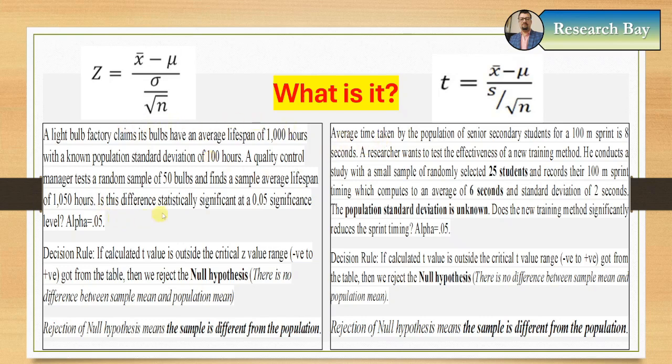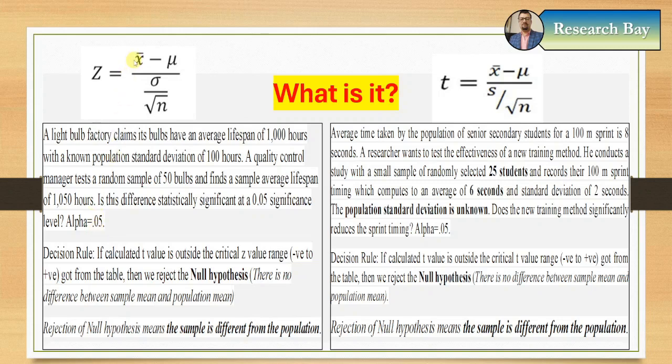Now let us take one example to understand it. A light bulb factory claims its bulbs have an average lifespan of 1000 hours. Here we know the population standard deviation, which is 100 hours. A quality manager tests a random sample of 50 bulbs and finds a sample average lifespan of 1050 hours. So this is the sample average. Is this difference statistically significant at 0.05 significance level? That is the alpha. Significance level is alpha.